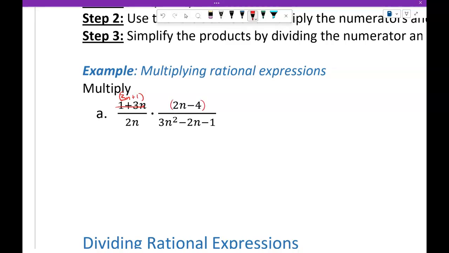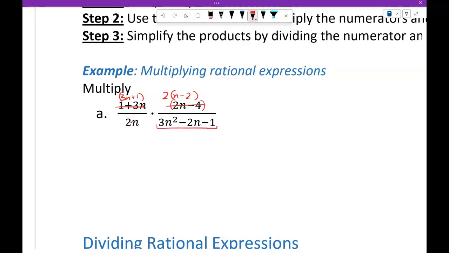Our second numerator is a binomial, but it only has a GCF. So if we go ahead and factor out the GCF of 2, we're now left with 2 factors in the numerator. Our first denominator is just a monomial, so we can't really factor anymore, but keep in mind that 2 and n are separate factors.